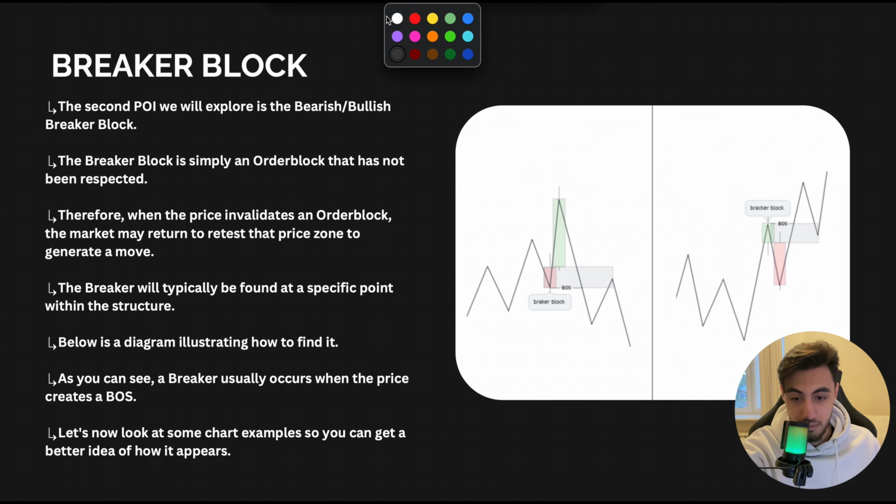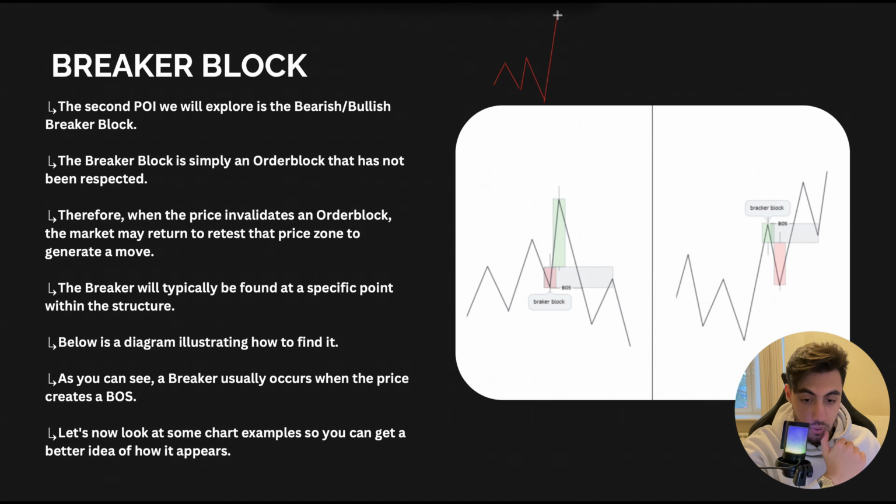Let's draw it with red here. Let's say this is our bearish order block, but price didn't respect it. Price broke this low and created a break of market structure here. This area is going to be a break block. Price is going to tap this and start to drop. This is going to be a bearish break block. And what is the bullish?